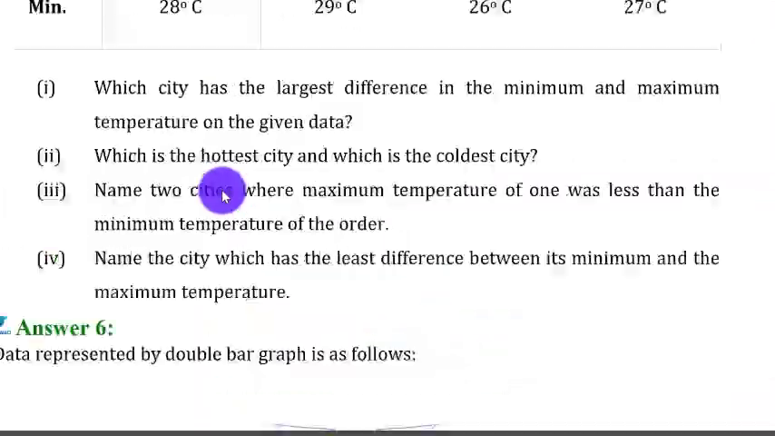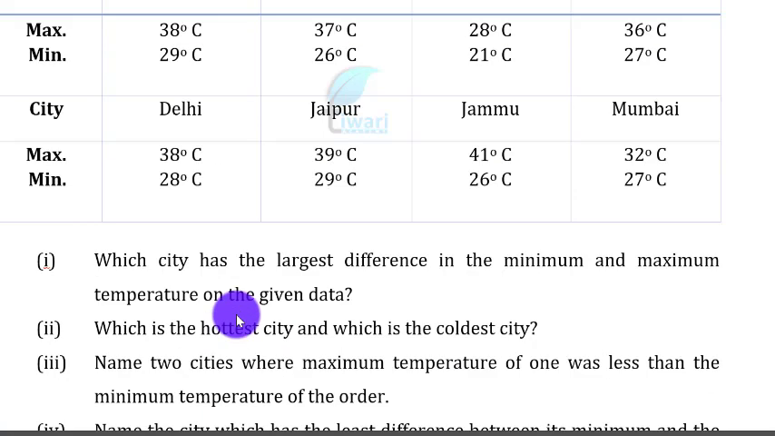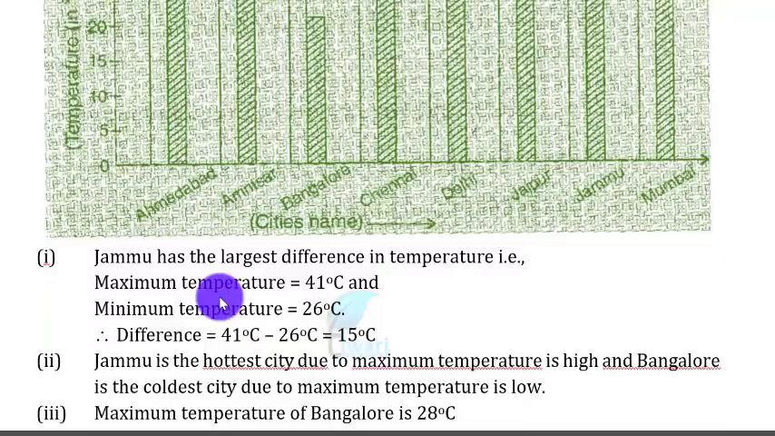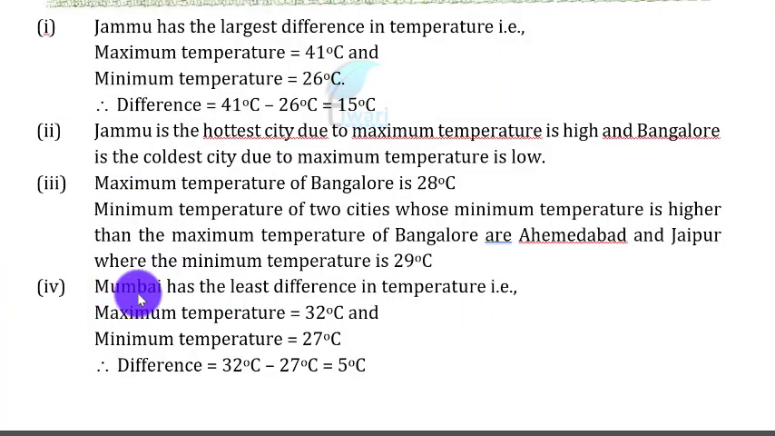The fourth question: name the city which has the least difference between its minimum and maximum temperature. So just find the difference of the cities' temperatures, then you come to know that. So here in the given data, Mumbai has the least difference in temperature, that is, maximum temperature is given as 32 degrees Celsius and minimum temperature is given as 27 degrees Celsius. The difference will be 5 degrees Celsius.